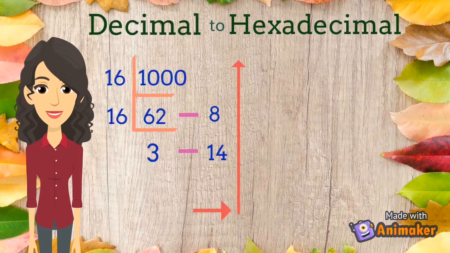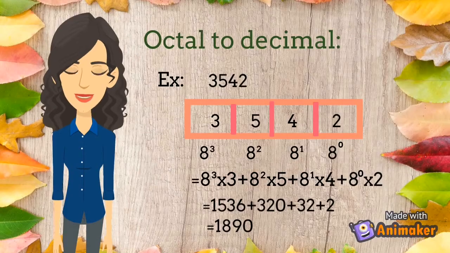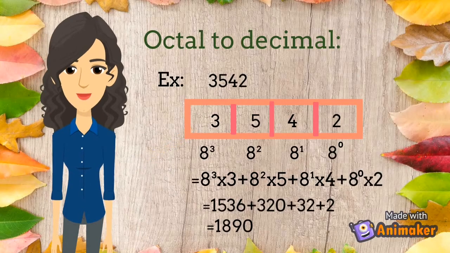To convert 1000 to hexadecimal, divide it with 16. 16 sixty-twos 992. Remainder is 8. Note it down. 16 threes 48. Remainder is 14. Note it aside. Now 3 can't be further divided. So read from bottom to top. It is 3, 14, 8. But the letter E stands for 14. So it should be read as 3E8. Now see how to convert an octal number to decimal.